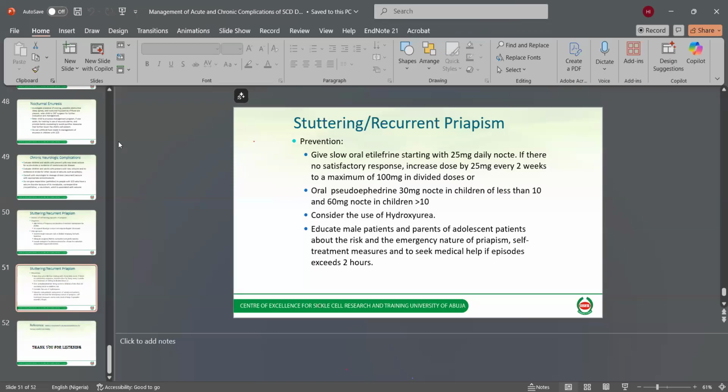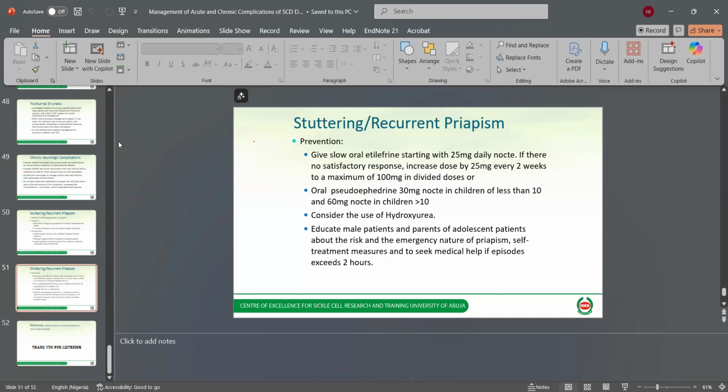You continue to monitor. The aim is to get to a point where you have 10 grams per deciliter of hemoglobin. If you are able to achieve a hemoglobin of 10 grams per deciliter or a PCV of 30%, you maintain the patient at that dosage. So that is how to calculate the dosage.